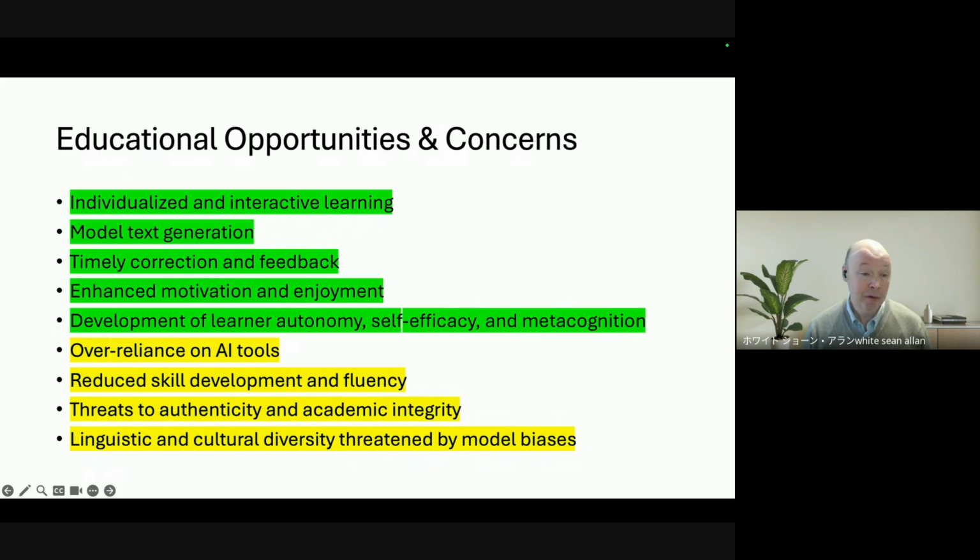risks, and real risks. In fact, it's happening in many places: over-reliance on AI tools, reduced skill development and fluency, threats to authenticity and academic integrity, and linguistic and cultural diversity through model biases, right, are all concerns.